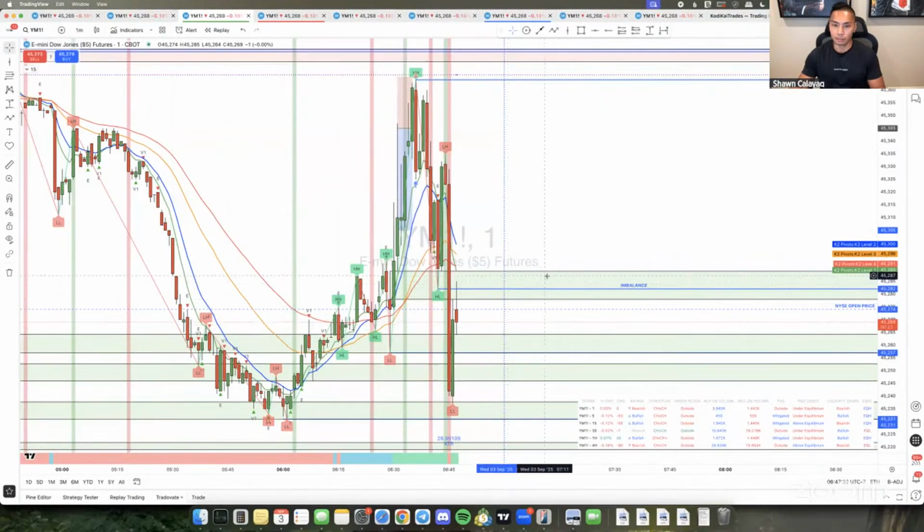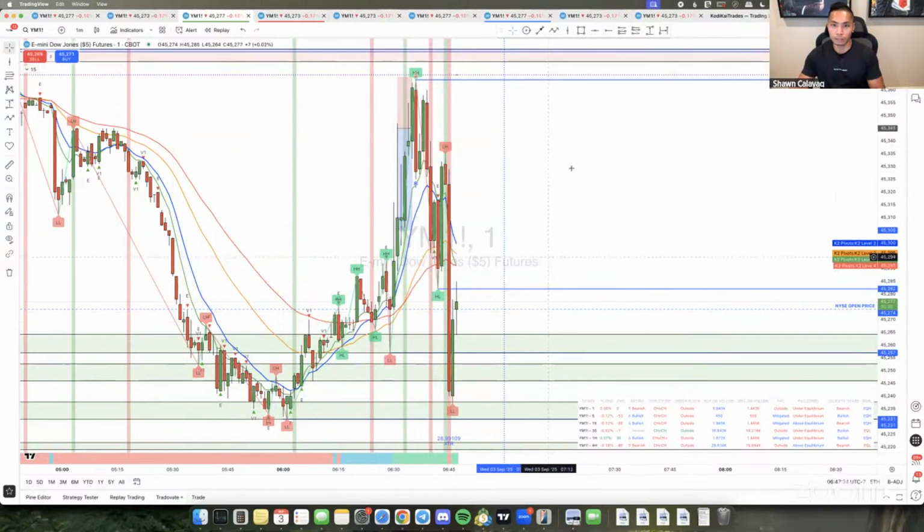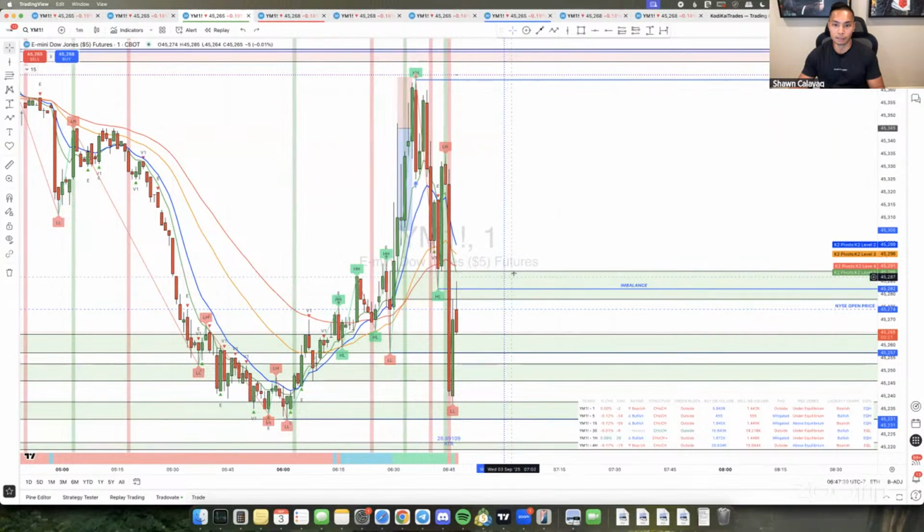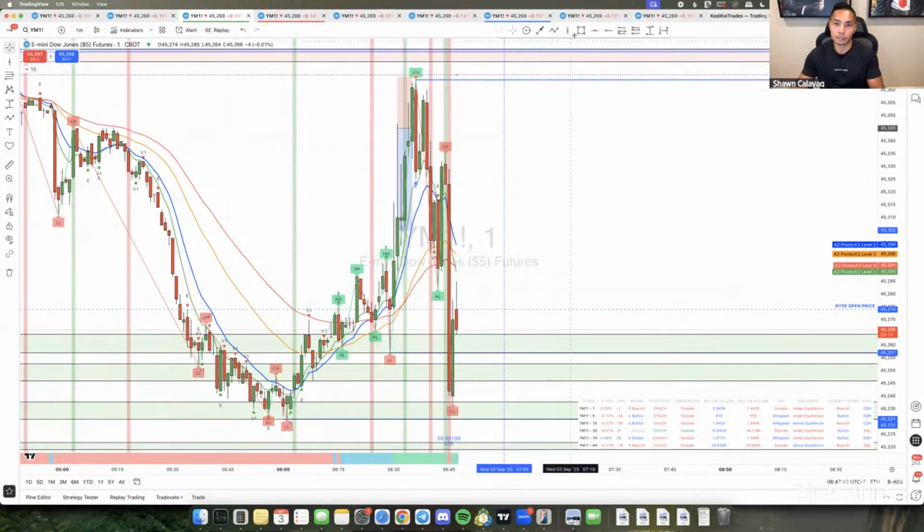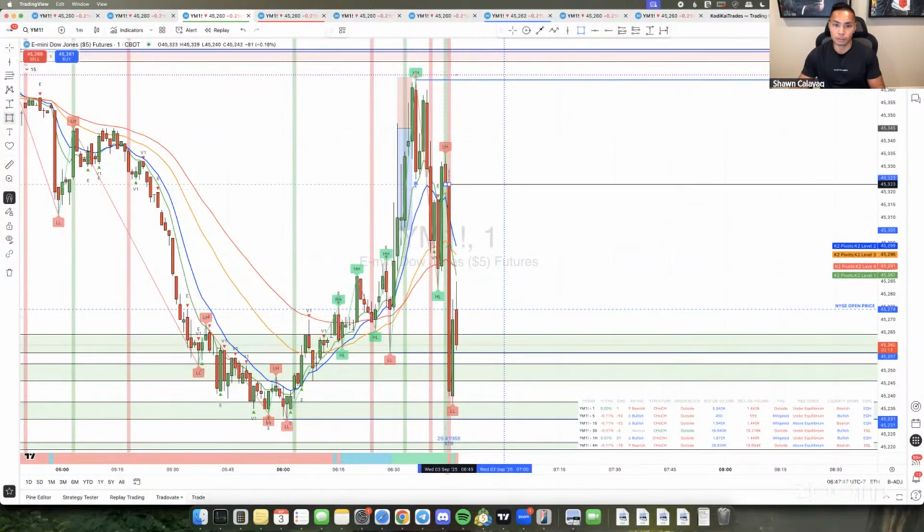Okay, this imbalance here was pretty much invalidated, of course. I mean, it's pretty obvious. Price broke right past the imbalance. So I'm going to clean this up right here. Now we have an imbalance for a sell here because this candle was so huge. So this thing was huge right here. This imbalance is right there.